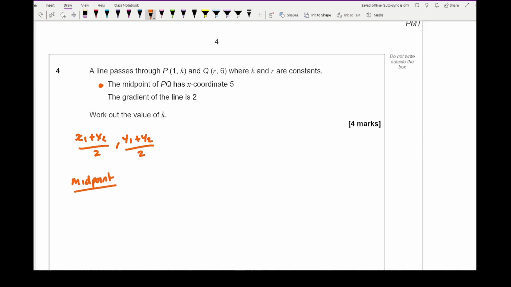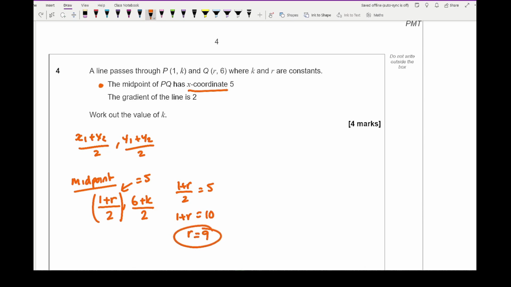So looking at the midpoint of these two coordinates, I add the two x coordinates, that's going to be 1 plus r, over 2. And it says that the x coordinate is 5, so this bit here equals 5. So what we've got is 1 plus r over 2 equals 5. So 1 plus r equals 10. So r must equal 9.